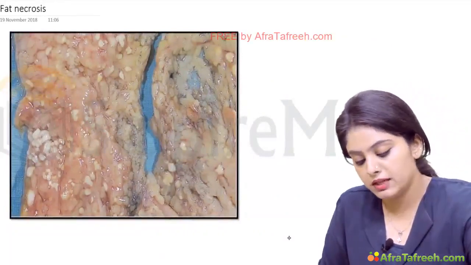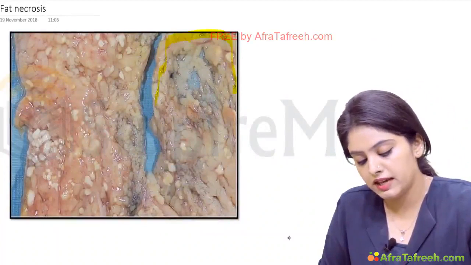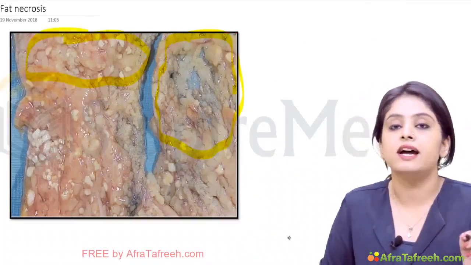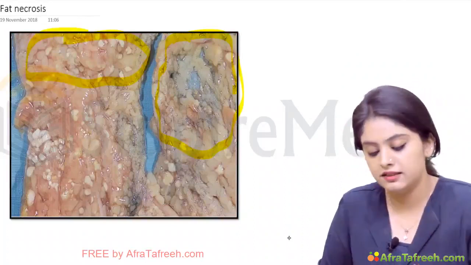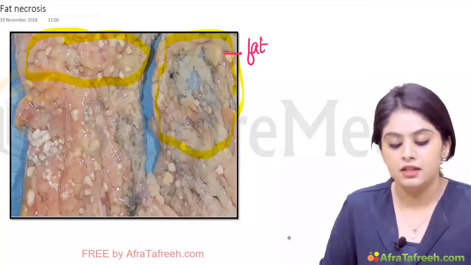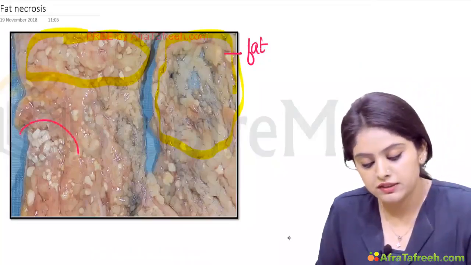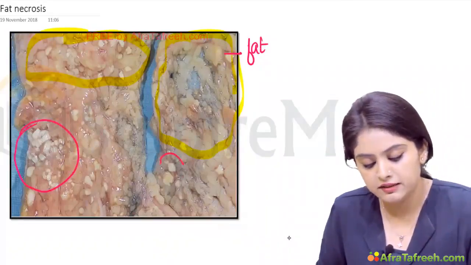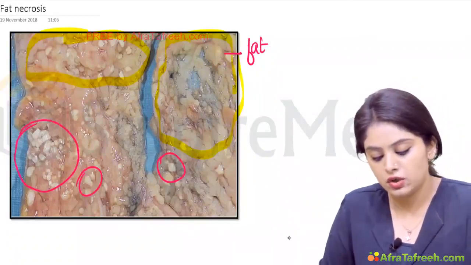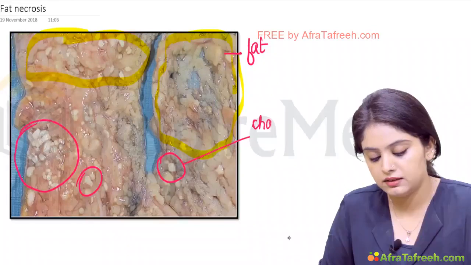So you can visualize all these yellow areas that we have. All of this yellow tissue is the fat. Fat is always, to the naked eye, yellow in color. So this is fat. Also what you can now see very distinctly are these whitish areas in between. These are the chalky white areas.